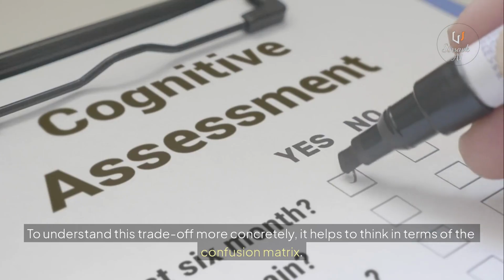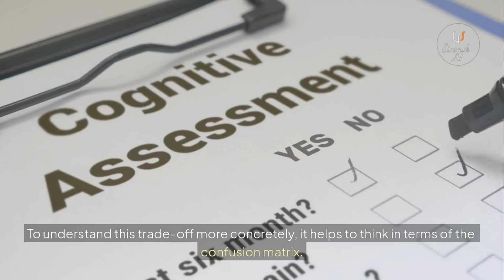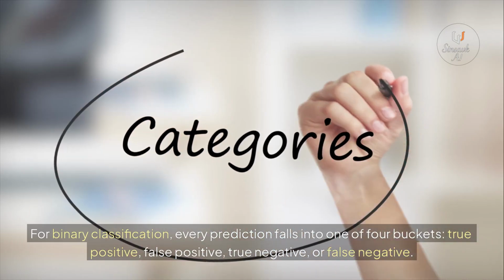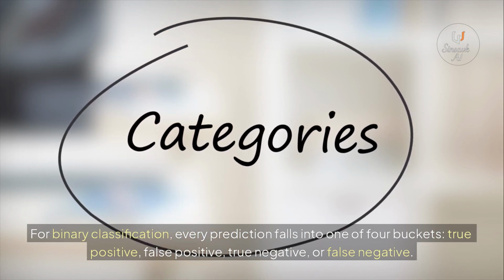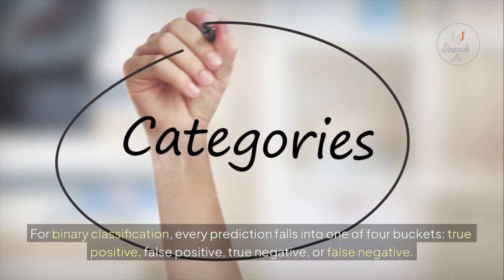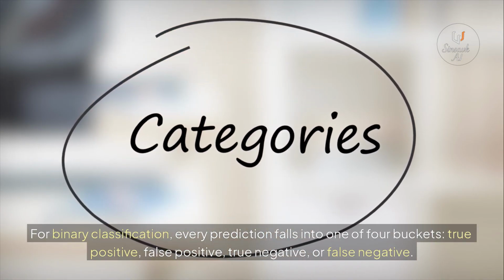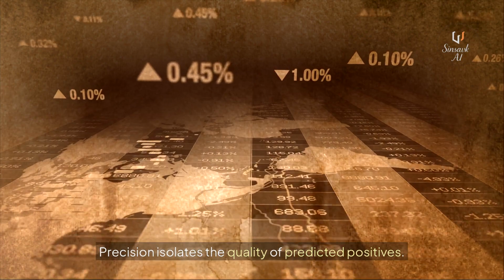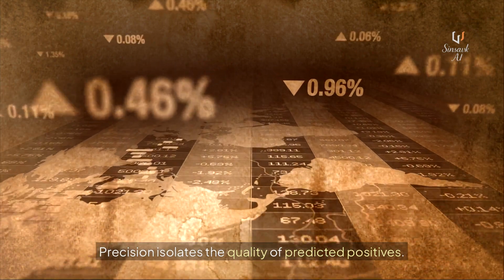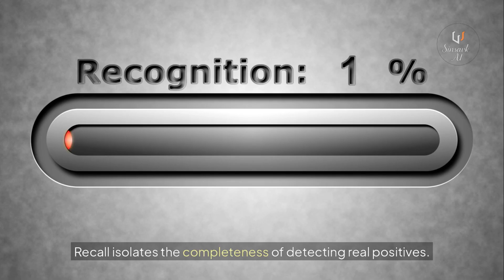To understand this trade-off more concretely, it helps to think in terms of the confusion matrix. For binary classification, every prediction falls into one of four buckets: true positive, false positive, true negative, or false negative. Accuracy aggregates all of them into one number. Precision isolates the quality of predicted positives. Recall isolates the completeness of detecting real positives.